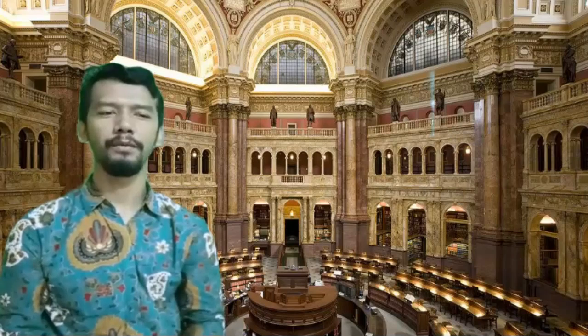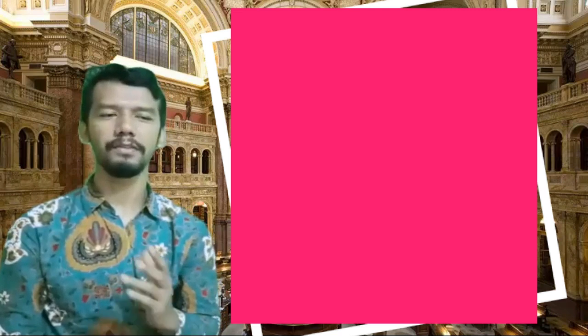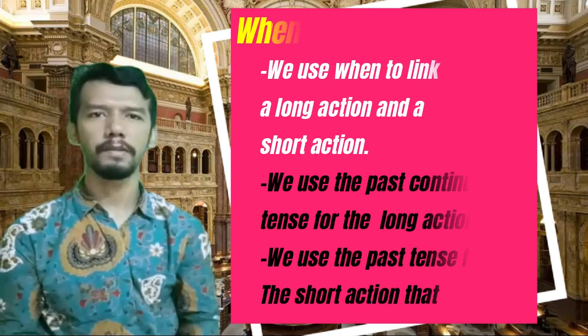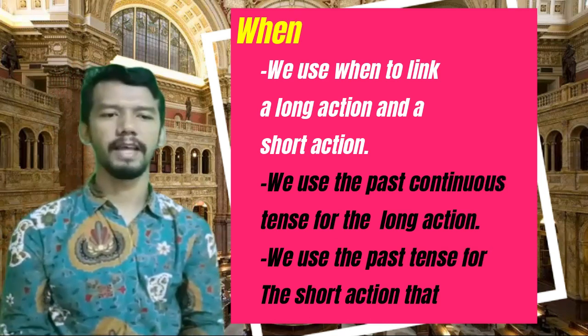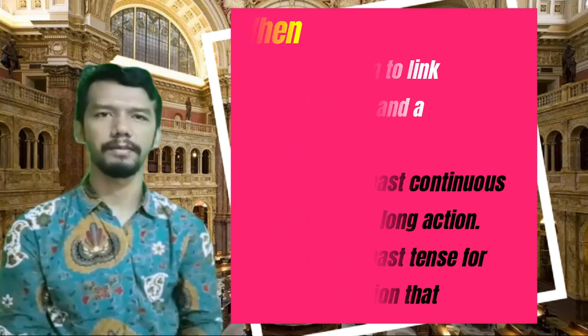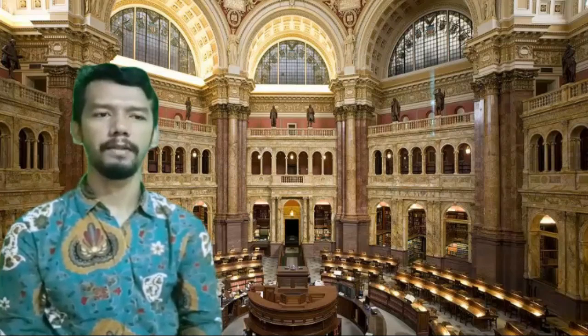Next, when. We use when to link a long action and a short action. We use the past continuous tense for the long action and we use simple past for the short action. The short action interrupted the longer action or happened in the middle of it. Okay, now look at the example here.